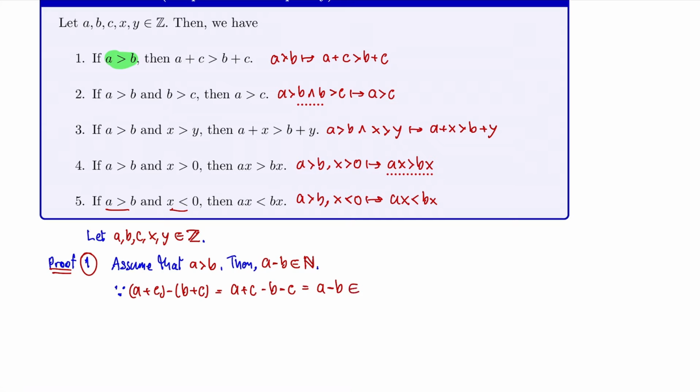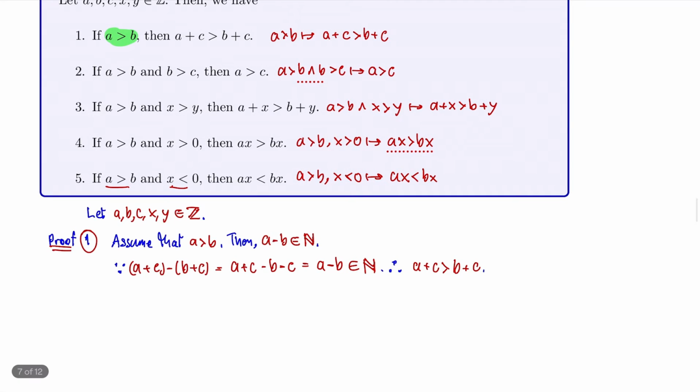Okay, this means that a plus c minus b plus c is in the set of natural numbers. Therefore, a plus c is greater than b plus c. Alright? Number two.